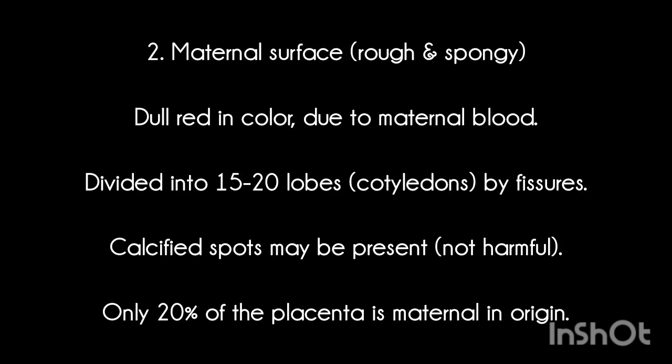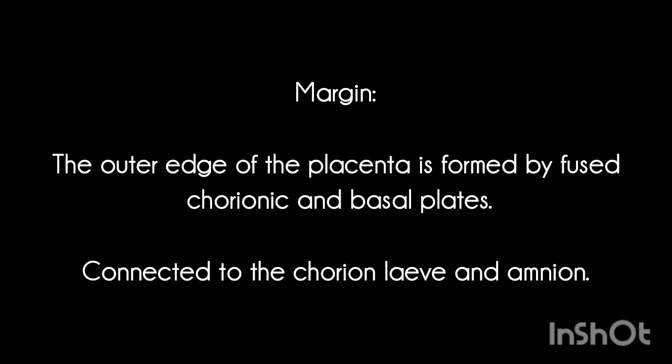2. Maternal surface, rough and spongy. Dull red in color, due to maternal blood. Divided into 15 to 20 lobes, cotyledons, by fissures. Calcified spots may be present, not harmful. Only 20% of the placenta is maternal in origin. Margin. The outer edge of the placenta is formed by fused chorionic and basal plates. Connected to the chorion laeve and amnion.